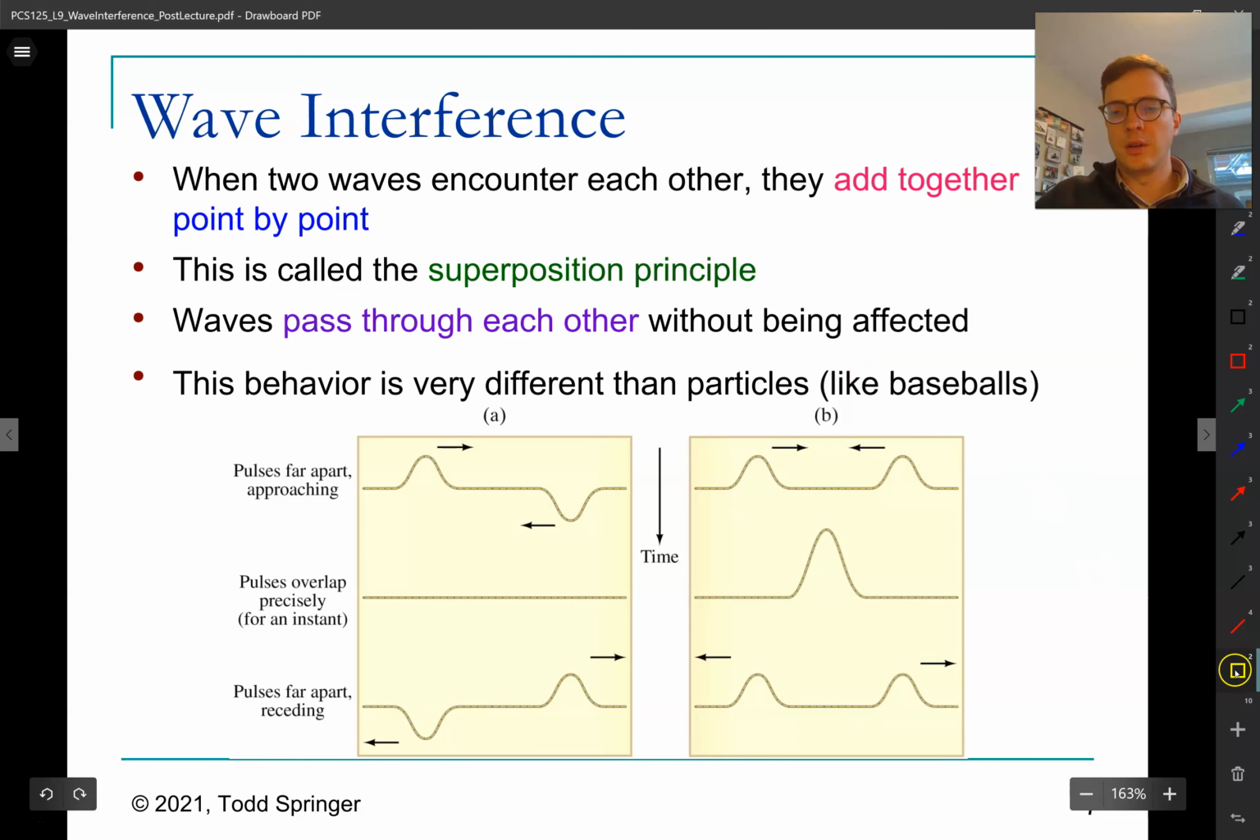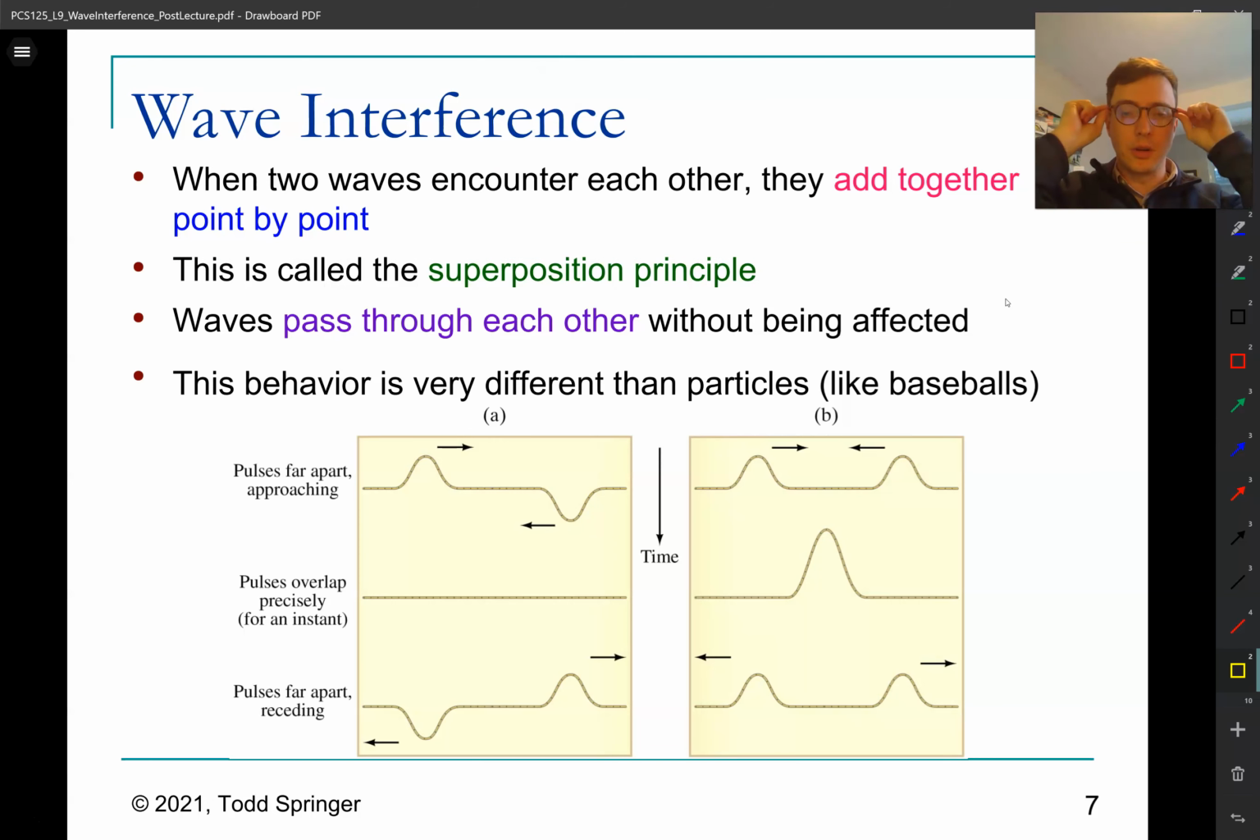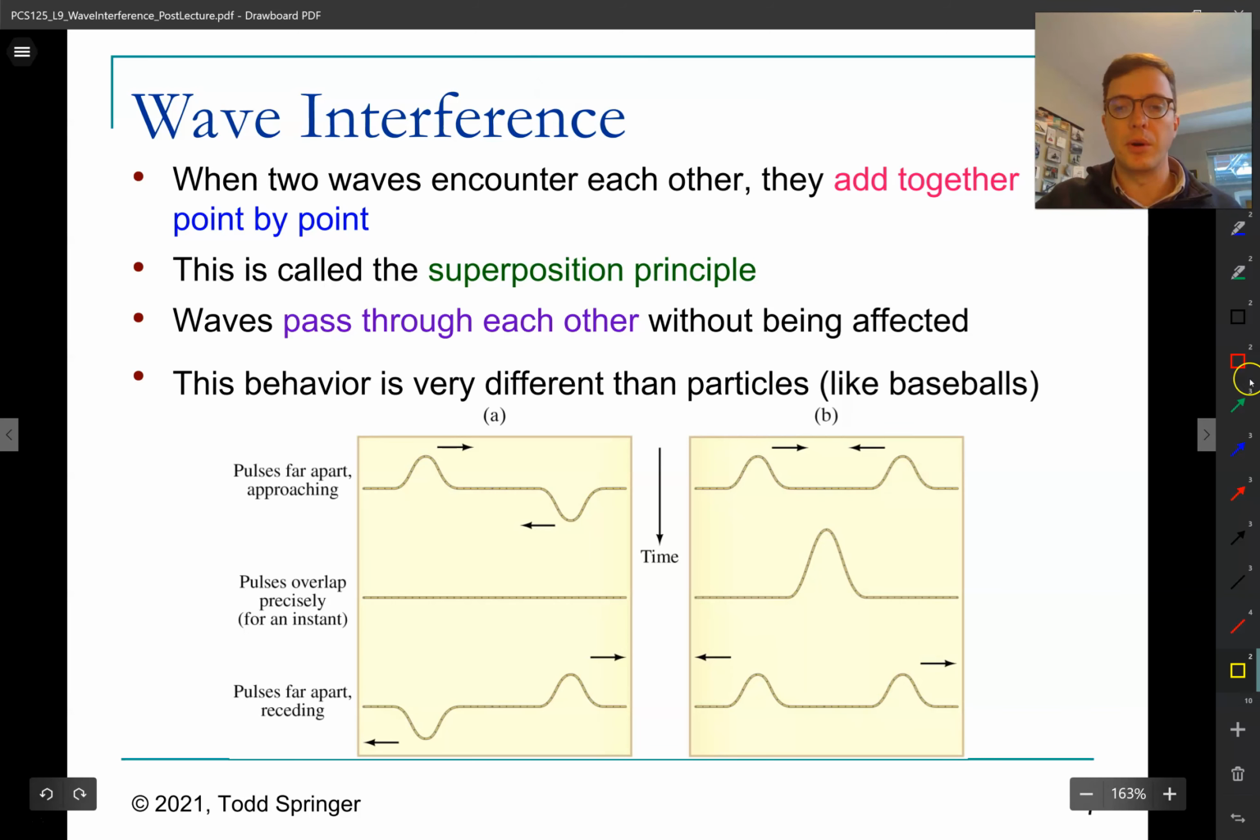So this is called the superposition principle. When the two waves encounter each other, they add together point by point, and I'll have a little more to say about exactly what I mean by that. They pass through each other without being affected, and this is a wave behavior. It's not the way that particles behave. For example, if you throw two baseballs at each other, they don't suddenly overlap and form a bigger baseball and then pass through each other. Okay, so waves are different than particles, and this kind of interference of waves is one thing that distinguishes them from particles.